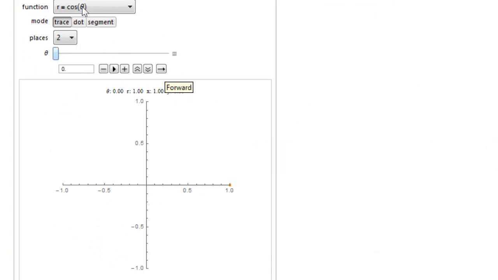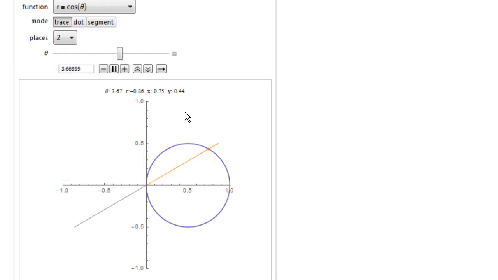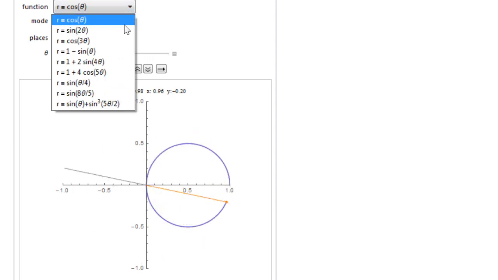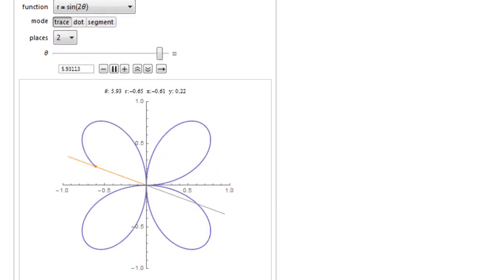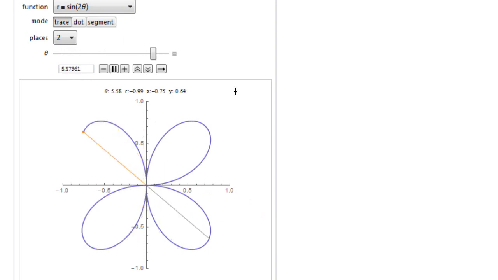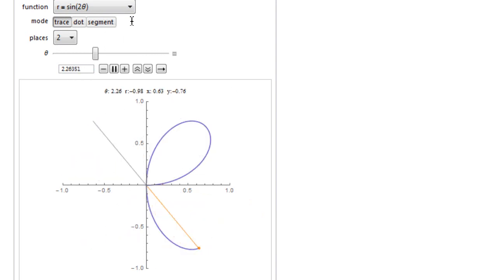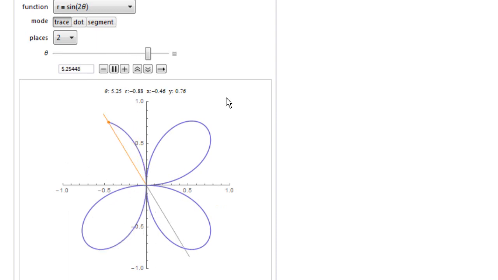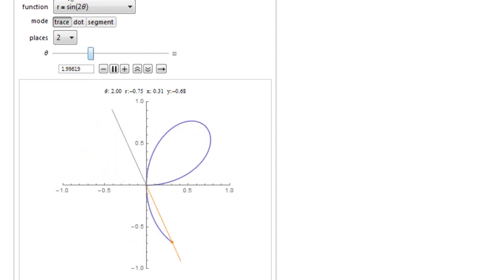So here's another demonstration. Here we'll have it plot. This is r equals cosine theta. That's going to be a circle along the x-axis. Again, this is 0 to 2 pi, and you can see it starts at the positive x-axis and goes counterclockwise. r equals sine 2 theta is a 4-leaf rose, or 4-petaled rose, and it does that inside of 0 to 2 pi.